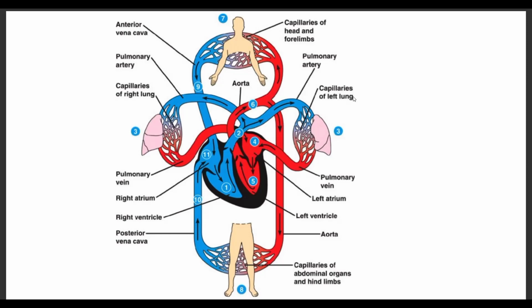Pulmonary circuit and systemic circuit. Here, pulmonary circuit, right? What is its function? It takes oxygen-poor blood to the respiratory surface. Right? What is the respiratory surface in humans? The lungs. They take deoxygenated blood to the lungs and return oxygen-enriched blood back to the heart.